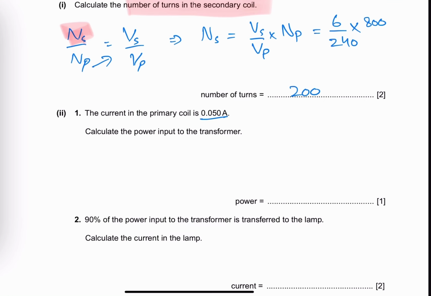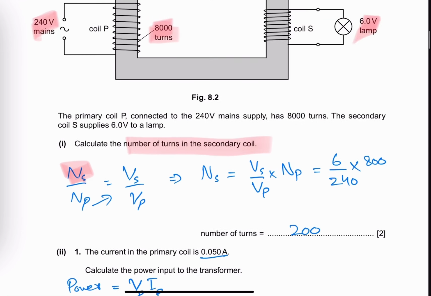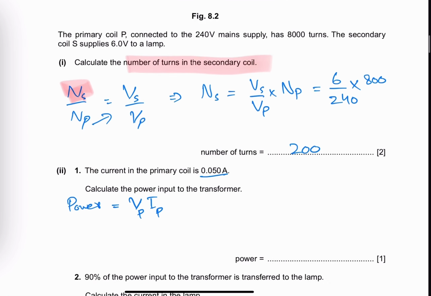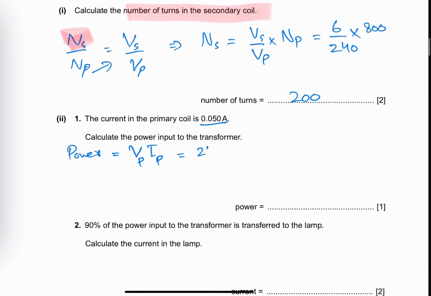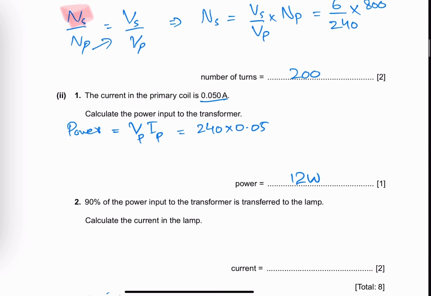In the second part, the current in the primary coil is 0.050 amperes. You have to calculate the power input to the transformer. Power is basically voltage times current. So input power will be voltage in primary multiplied by current in primary. The voltage in primary was 240, so it's 240 multiplied by 0.05. The answer will be 12 watts.